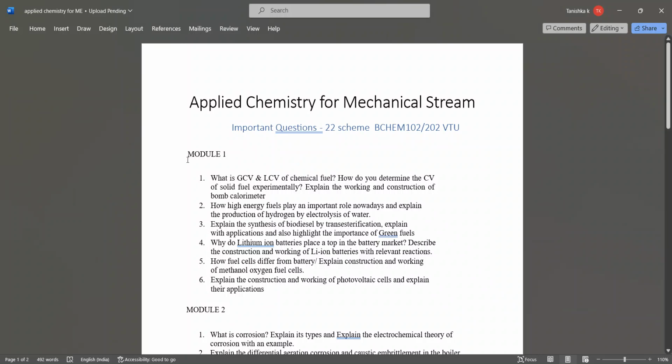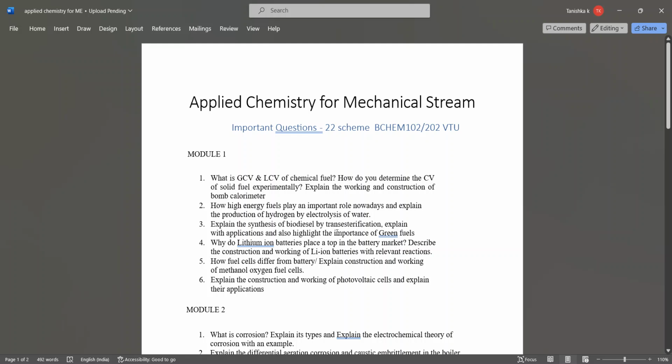So, in module 1, the important questions are: what is GCV and LCV of chemical fuel? How do you determine the CV of solid fuel experimentally? Explain the working and construction of bomb calorimeter. How high energy fuels play an important role nowadays, and explain the production of hydrogen by electrolysis of water.